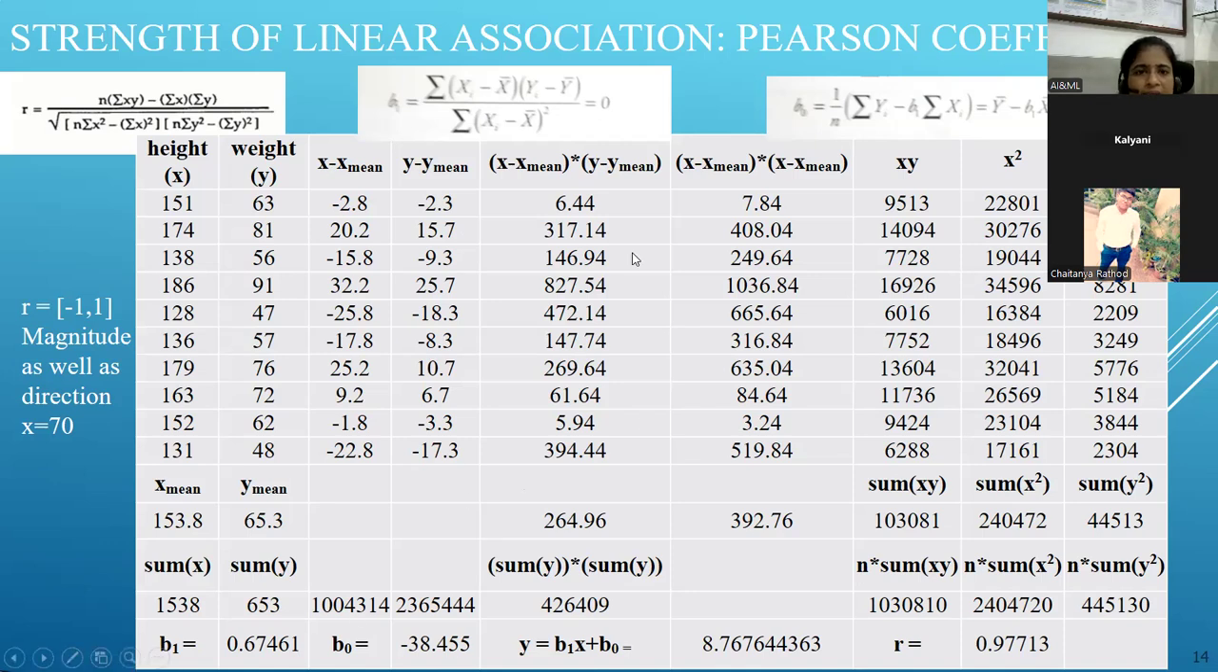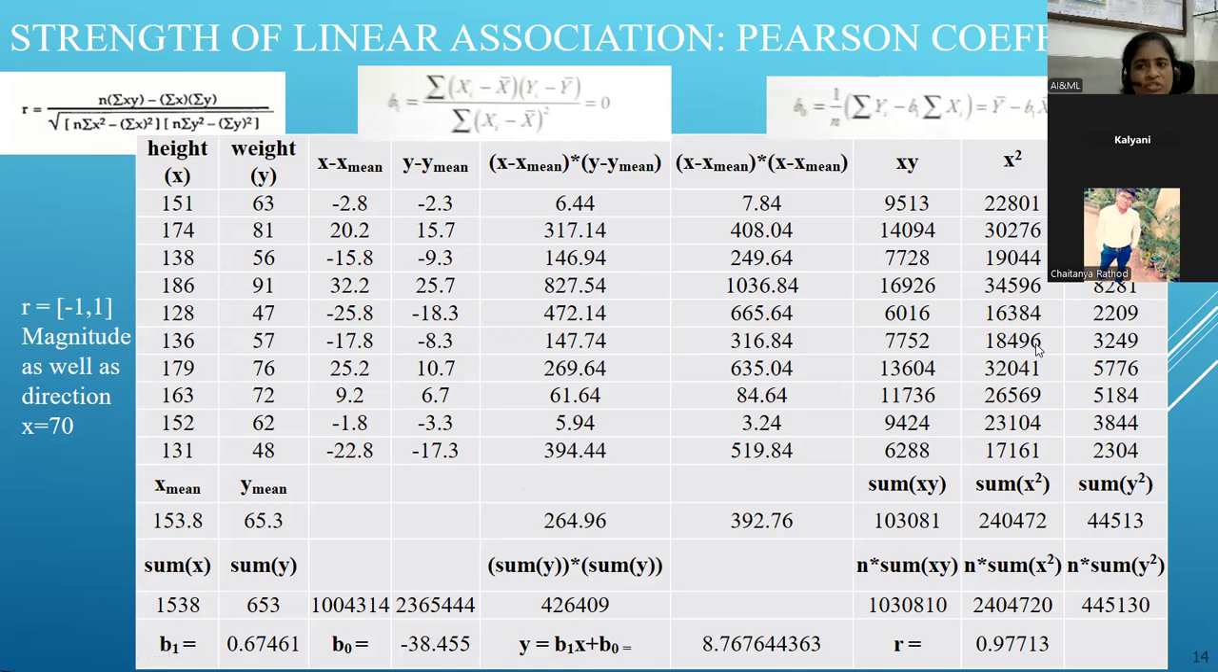अब क्या करना है, ये पहला पार्ट हो गया which will give me the equation of the line, that is coming out as y is equal to 0.67 x minus 38.45. Now I need to check how much good this line is. मतलब x और y में कितना ज्यादा correlation आ रहा है.